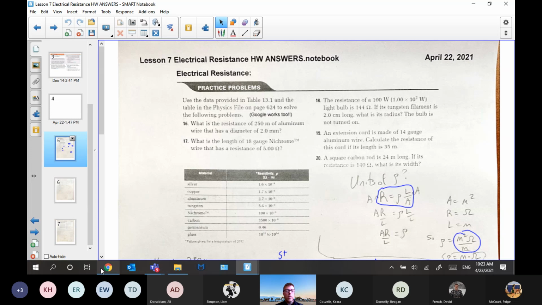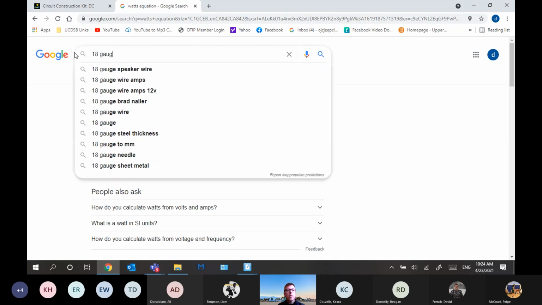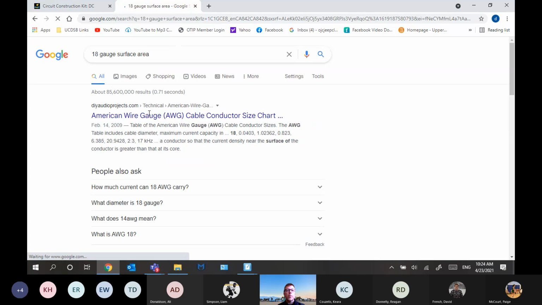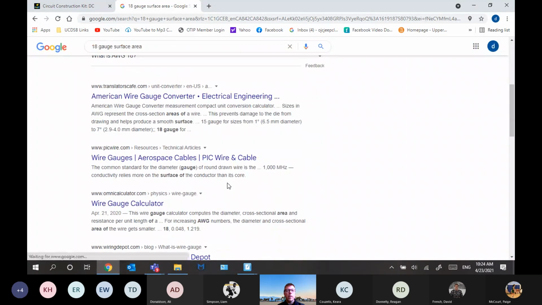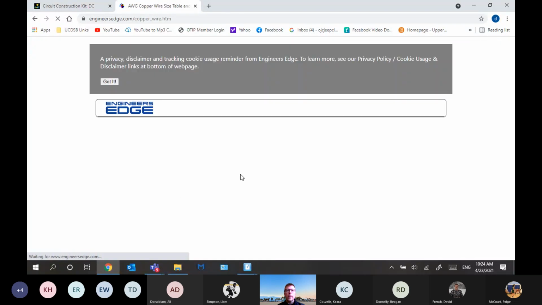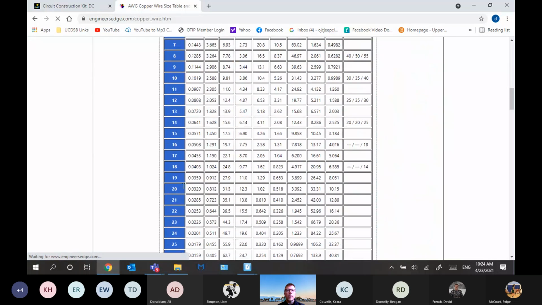So what did I do? Well, I just went to everybody's favorite here and said, 18 gauge surface area, or something like that. I typed in, and you can find information about what area. Where was it here? That might be the one I went to. So there's a table here for different gauges, all the way up to 18 gauge and so on, and then there's a bunch of values, right?